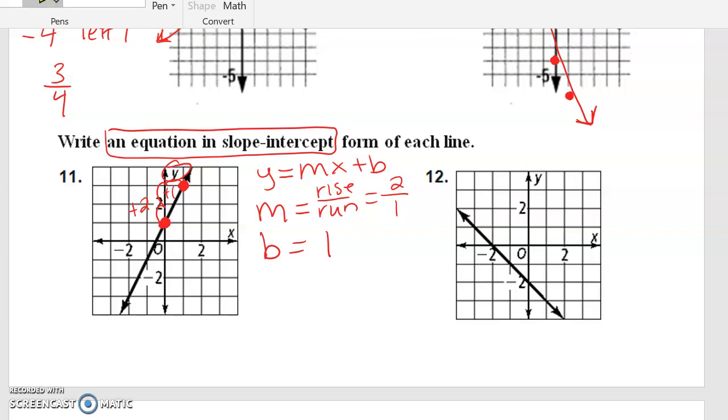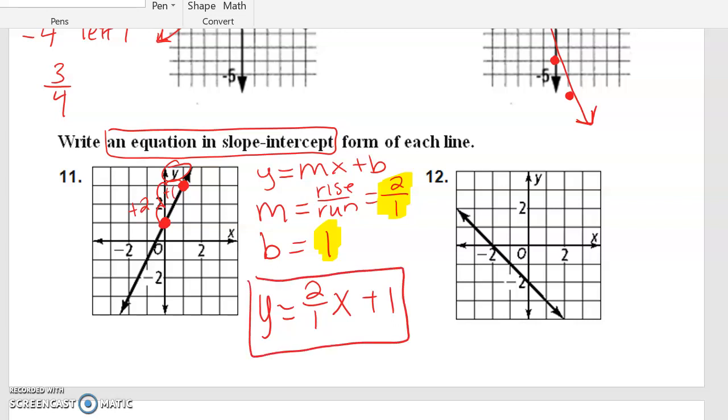Okay, now that we've identified our 2 points, we want to use those to write an equation. So I'm going to plug in my m, which is 2 over 1. Okay, you could just write 2 if you want. I'm going to keep it as 2 over 1 x. And then my b value is 1, so plus 1. So the equation of my line would be y equals 2 over 1 x plus 1.